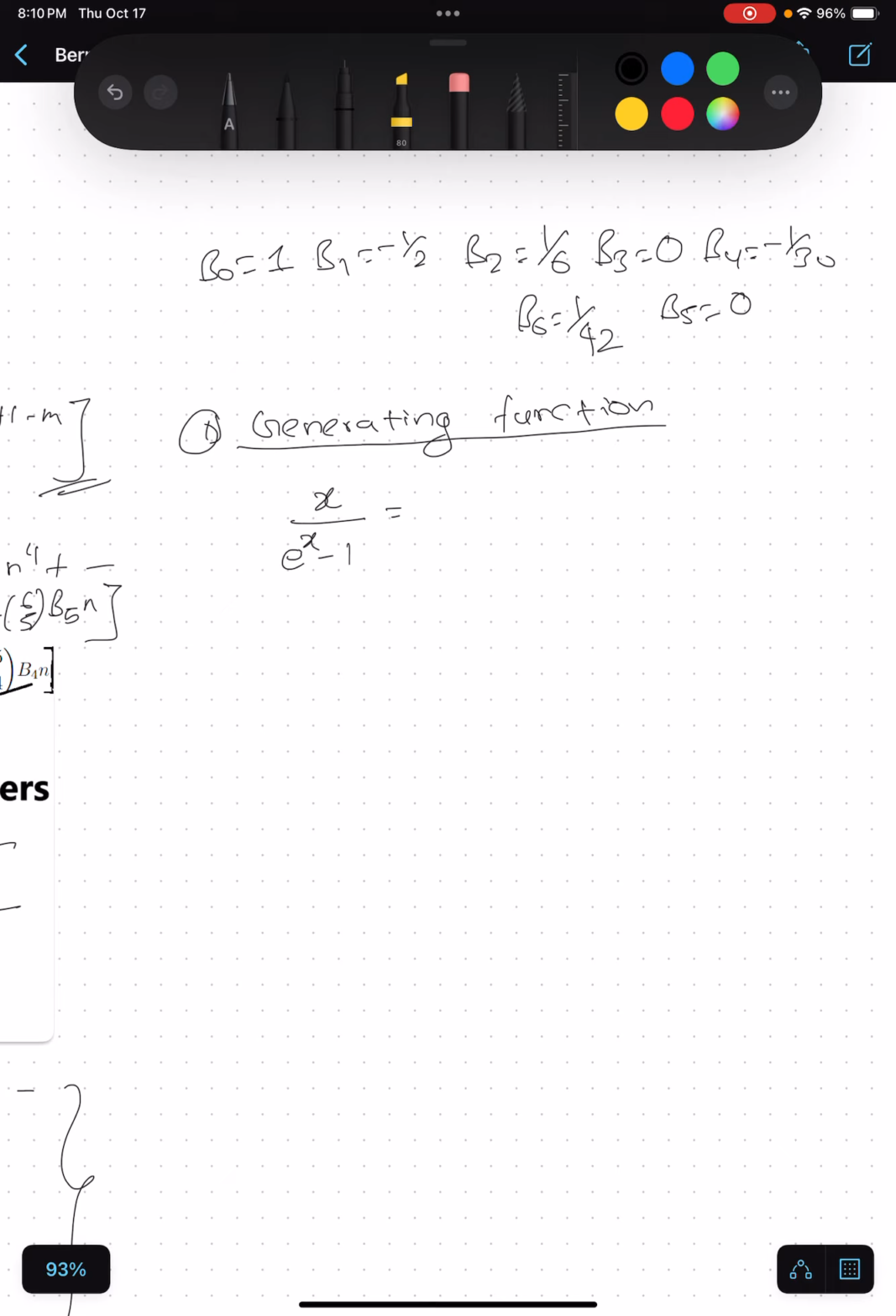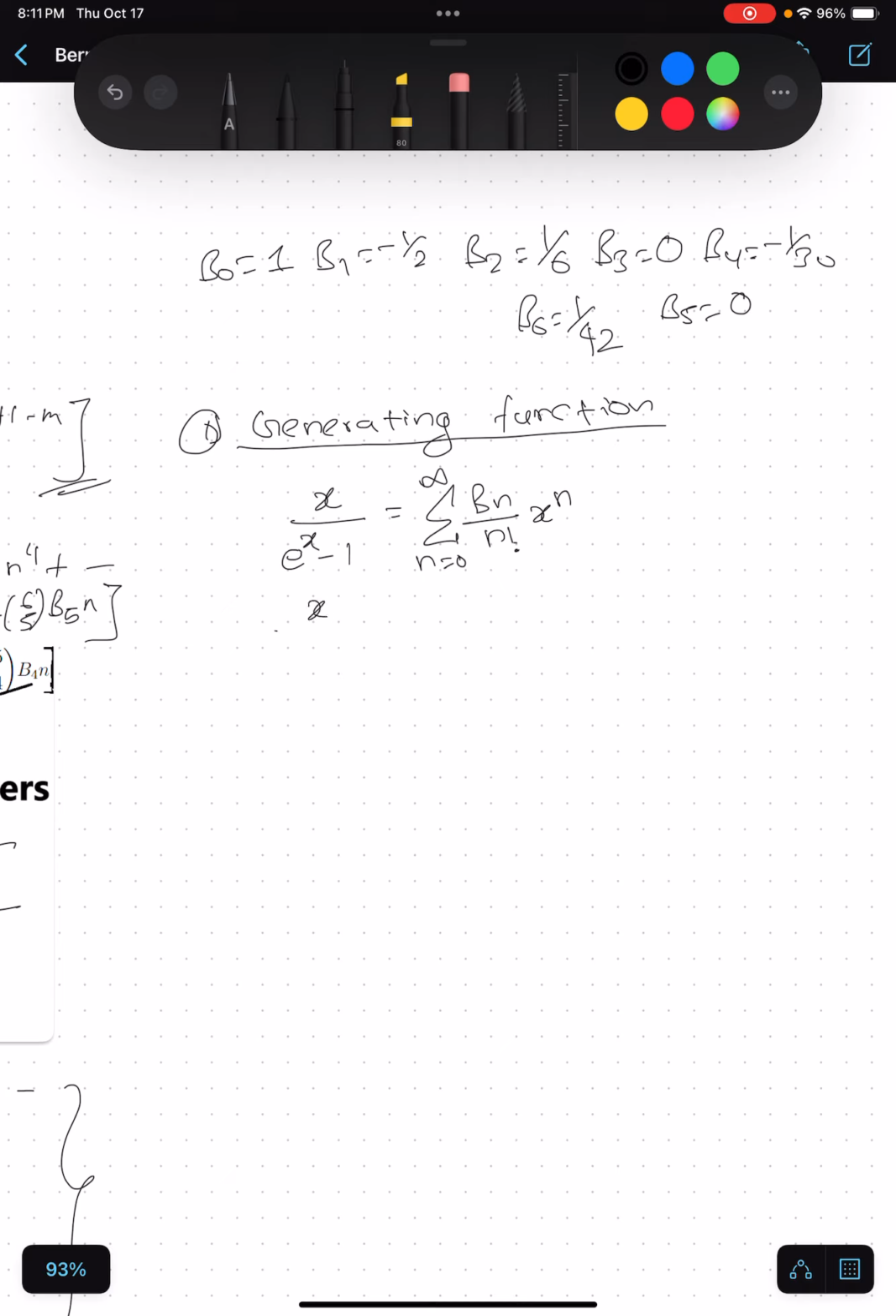Okay, now let's try to find out. x by e to the power x minus 1 will be equal to the sum from n equals 0 to infinity of Bn by n factorial x to the power n. This is the generating function for the Bernoulli numbers, because this involves an infinite power series which has Bernoulli numbers, and we have a function for that. Right? Now how can we use this to find the Bernoulli numbers?